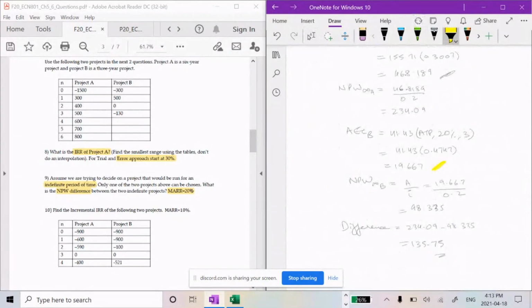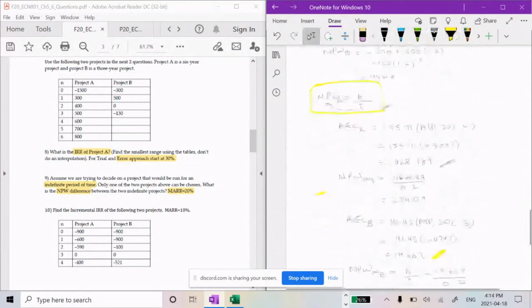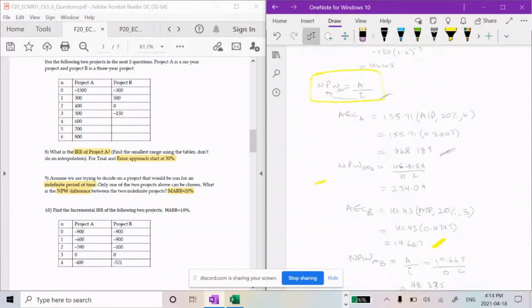After that, what the question is asking is for an indefinite period of time, and we need to find the net present worth difference. So we need to find the net present worth of A as if the project were infinitely long. The formula to do that is what he gave us in this chapter: net present worth at infinity equals A divided by i. That's what I just did here. A is what we just calculated, and i is the MARR, which is 0.2. You get this value.